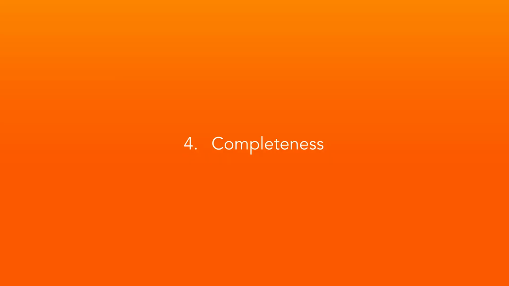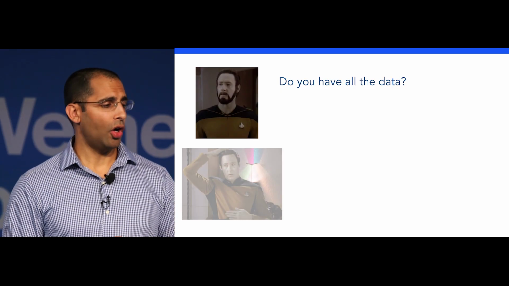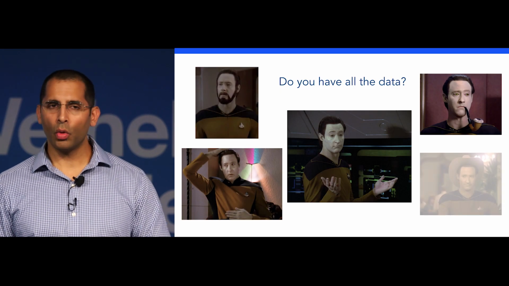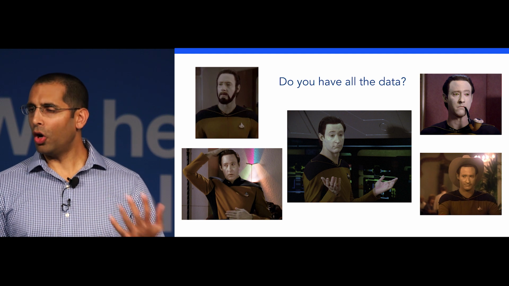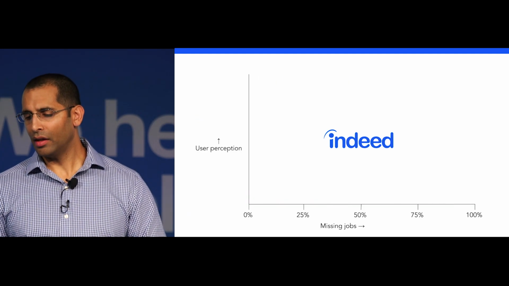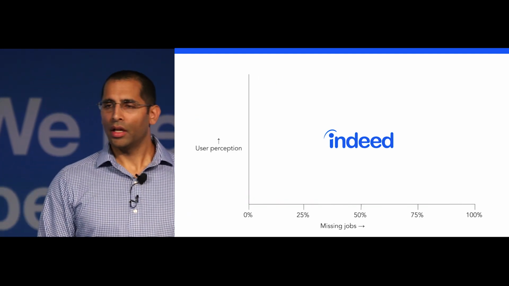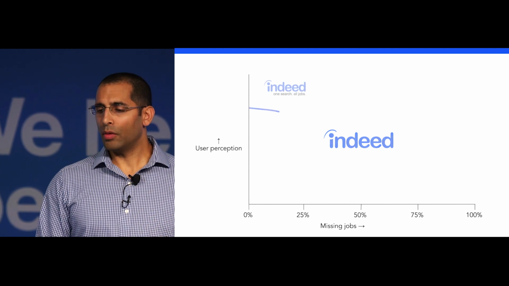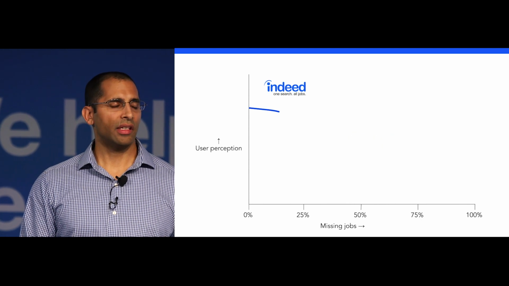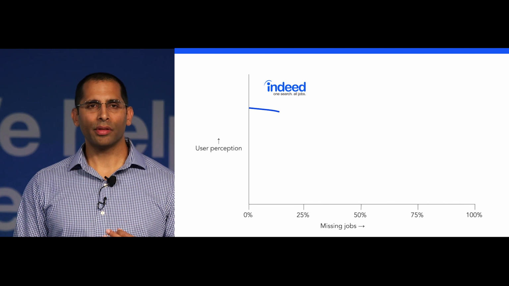The fourth flavor is completeness. Do you have all of the data? Not just one data, not just two data, all of the data. Let's take a look at Indeed again. We advertise that we are one search, all jobs, and we try to get all the jobs on the web. It's really hard to do so.